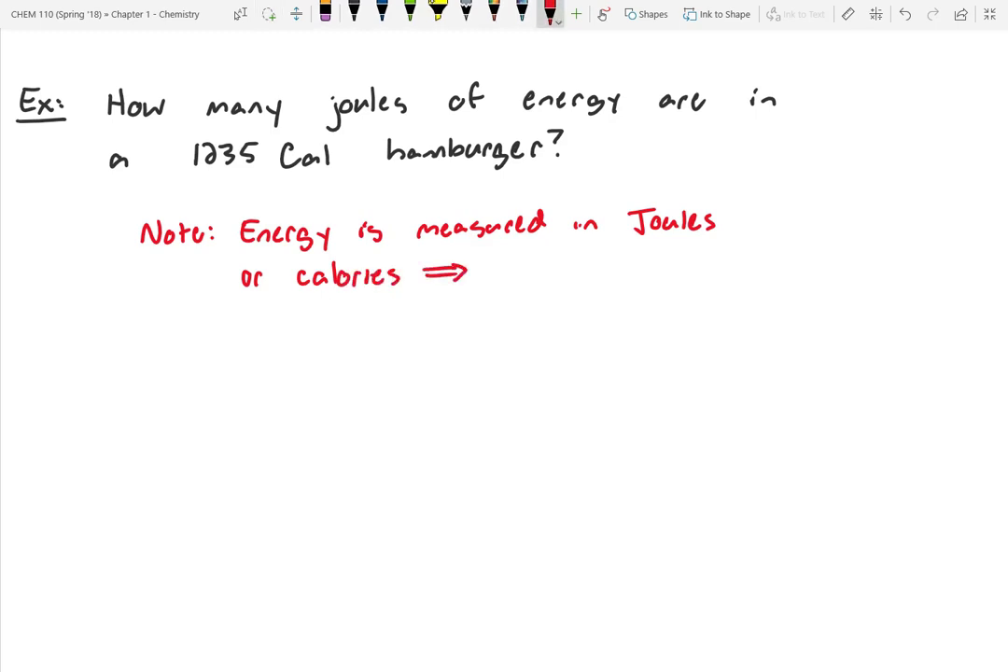And energy is something that can do work, right? This is different from temperature. Temperature is measured in what units? Celsius, right? So sometimes people confuse temperature and energy. Energy is the ability to do work, right? Temperature is just a measure of how hot something is.